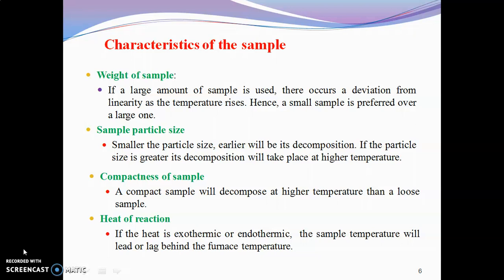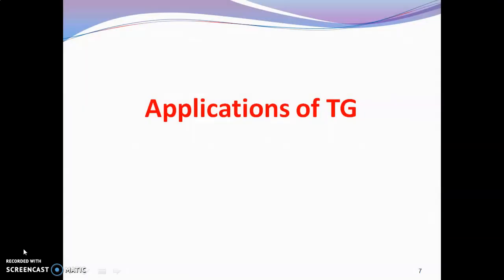Then next is compactness of sample, which affects decomposition. A compact sample will decompose at a higher temperature than a loose sample. So a loose sample is mostly preferred. Then heat of reaction. If the heat is exothermic or endothermic, the sample temperature will lead or lag behind the furnace temperature. So all this is about the factors affecting the thermogravimetric analysis.